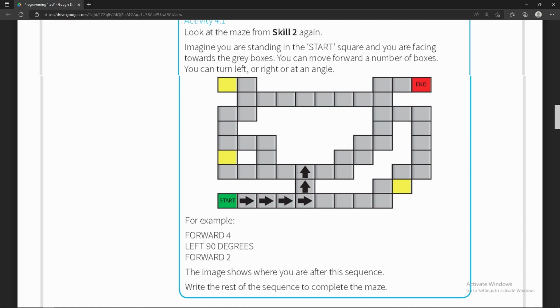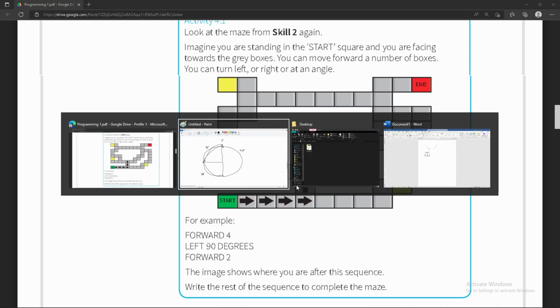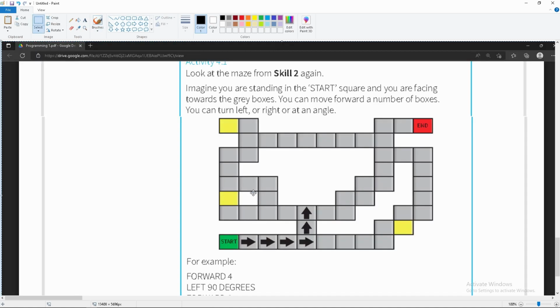So it would be easier if you actually have this to, let's take a screenshot. I'm going to paste it in Paint in here. So, it might be easier if you just do the arrows inside there. To forward, then I turn right 90 degrees.